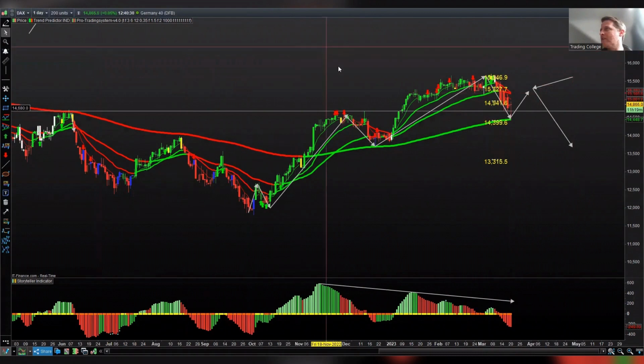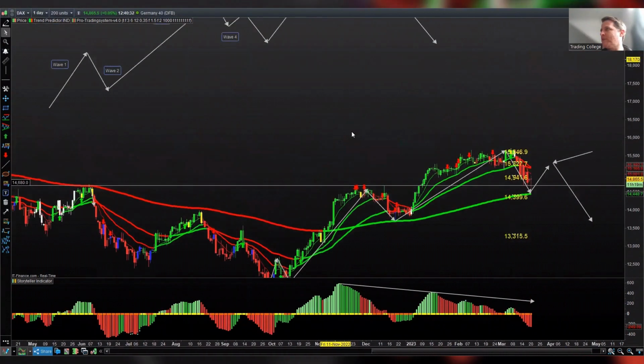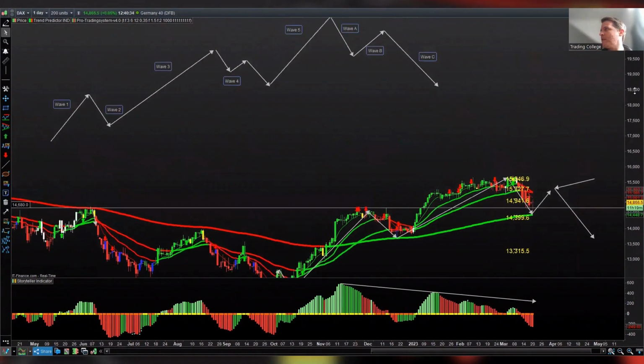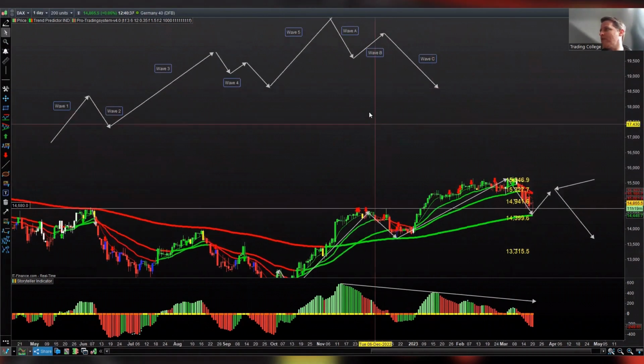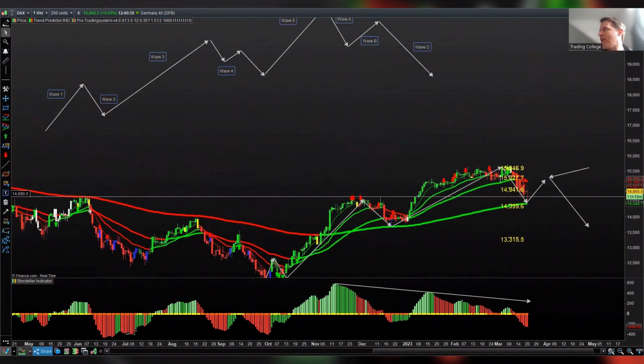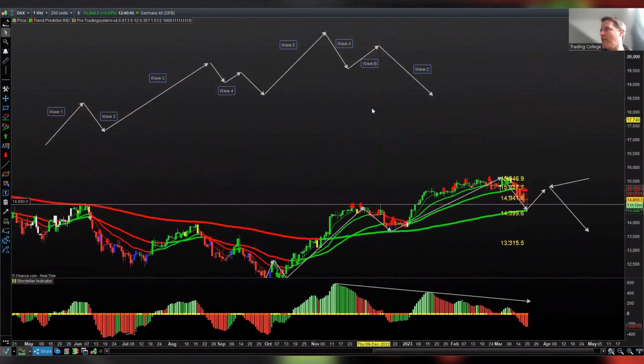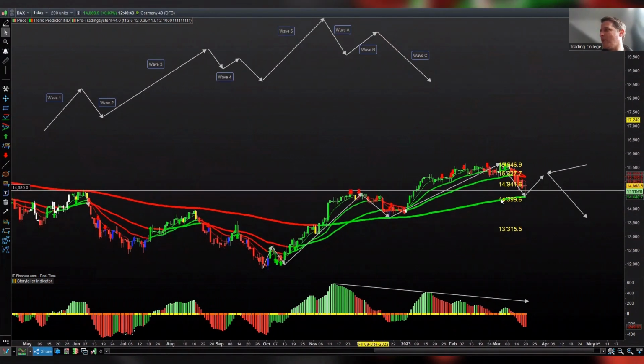Can you see the similarity there? If I just squeeze it a little bit, you can see one to the other. Can you see that cycle? I've drawn it out there and it's on here on a live chart on the DAX, 8 waves.